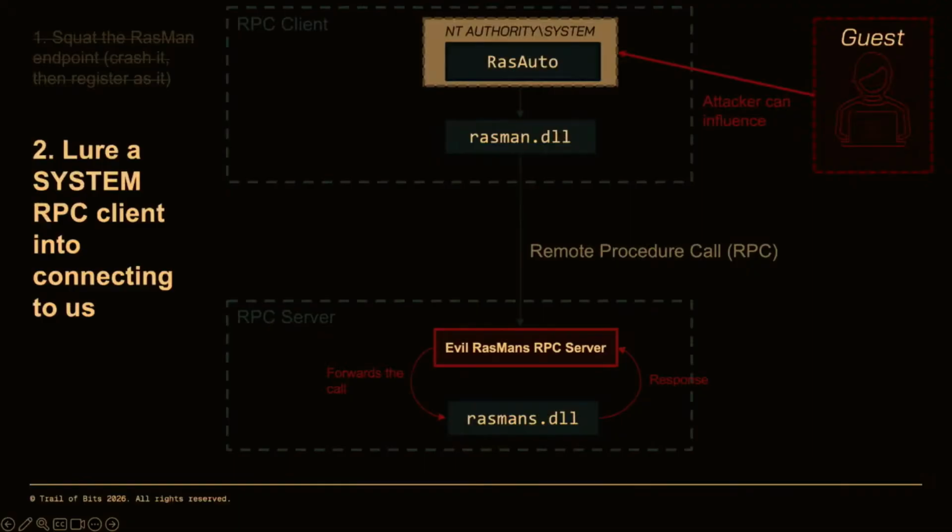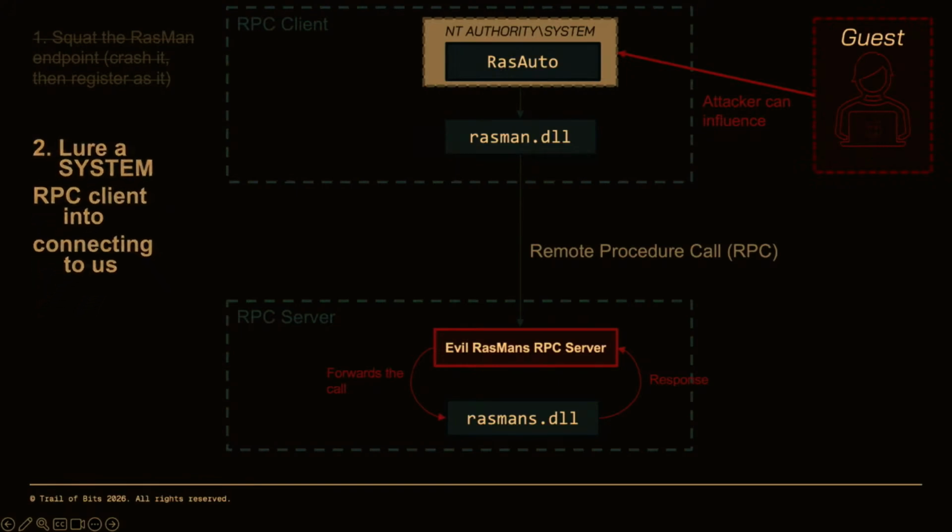And as a lower privileged user, you can talk to it. And by writing out certain instructions, you can get it to call specific functions in your evil RasMan's RPC server. So we've achieved step number 2.